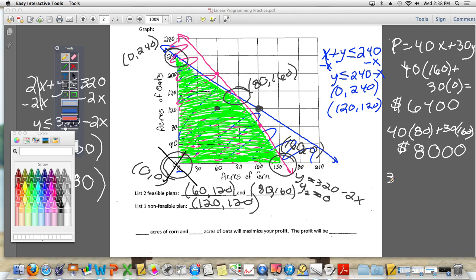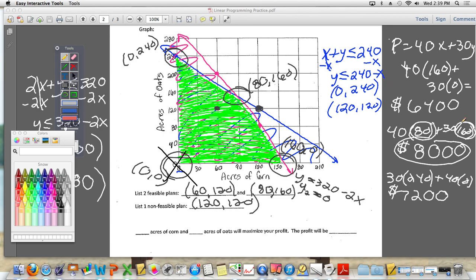So I do 30 times 240 plus 40 times 0. What do you get? 7,200. Which one gets you the most money? This is the most money. The 80 and the 160 are what make you the most money.